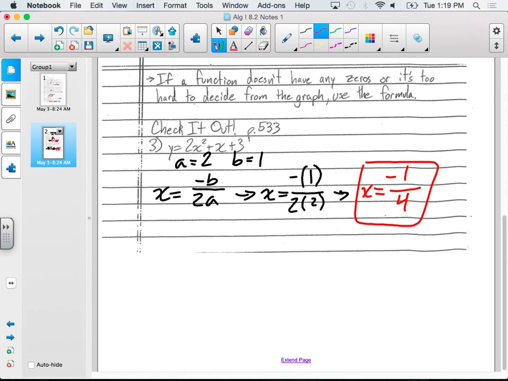Alright, so x-intercepts, raise your hand. X-intercepts are ordered pairs, so it's some x value like 2, comma 0. The zero of that one would just be the number 2. So that's the difference.